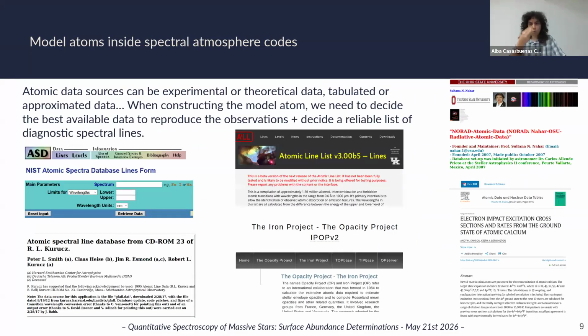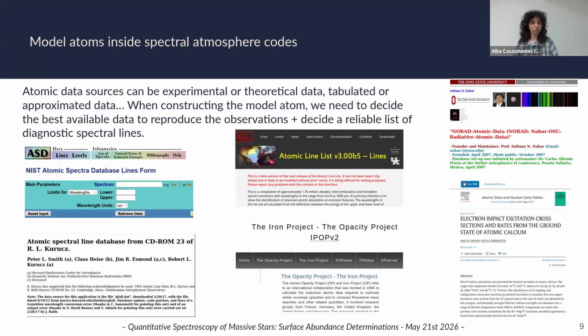So where do we get this atomic data from? Where can we get it from? There are a lot of sources of atomic data. They can be experimental or theoretical. They can be tabulated, and they can be approximated through equations. So there's a lot of options.